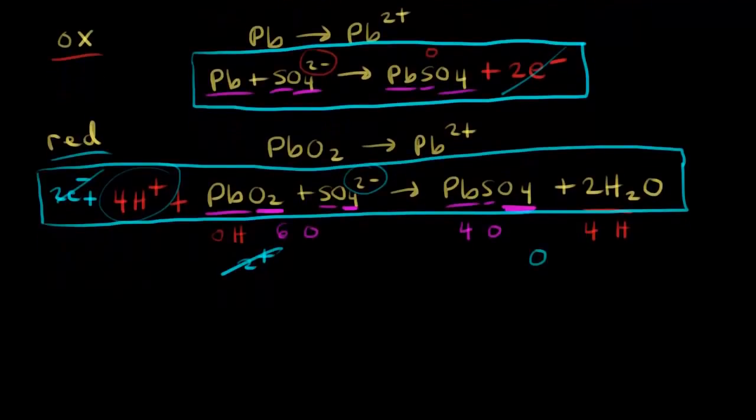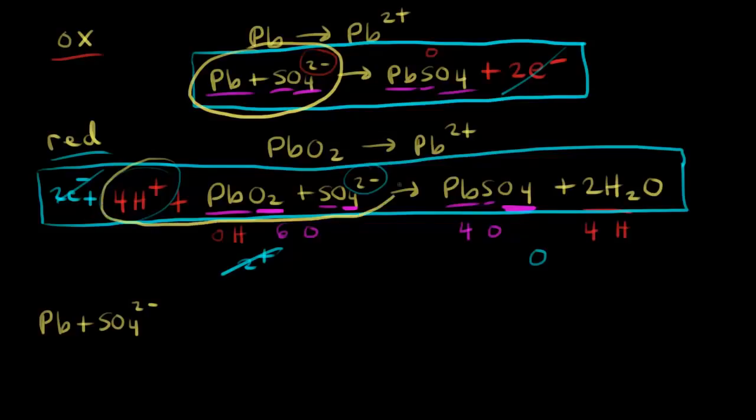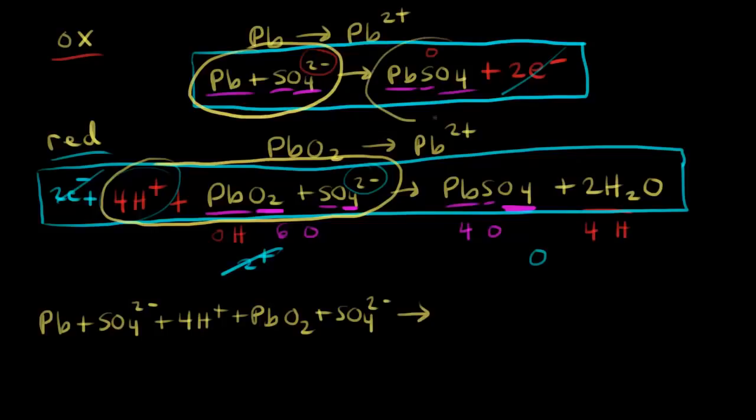So let's add all of our reactants. Let's start with these up here. So we're going to have solid lead and sulfate. So let's start by writing that. So we have Pb plus SO4 2 minus. And then for our reactants down here, we have 4H plus PbO2 plus SO4 2 minus. For the products, we have PbSO4, right?